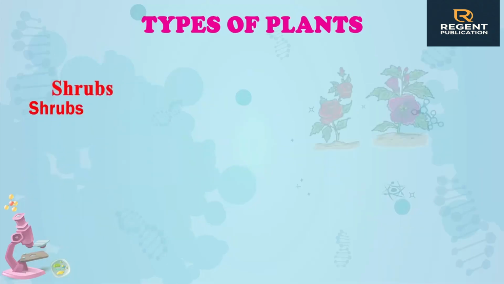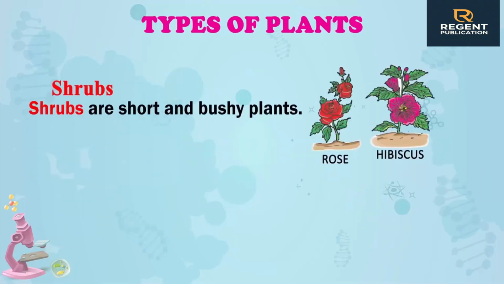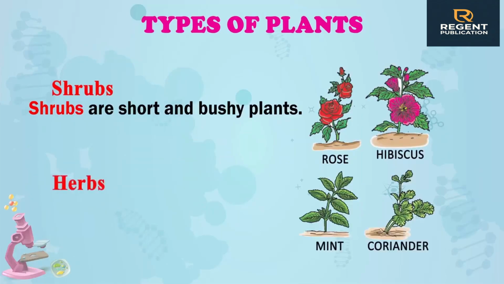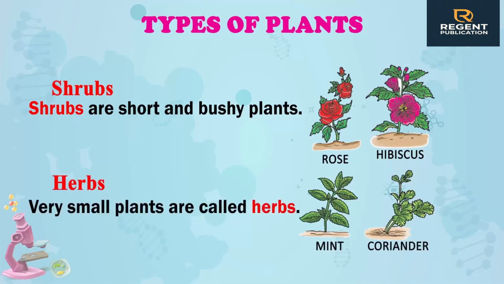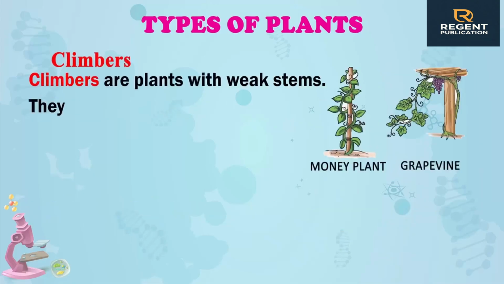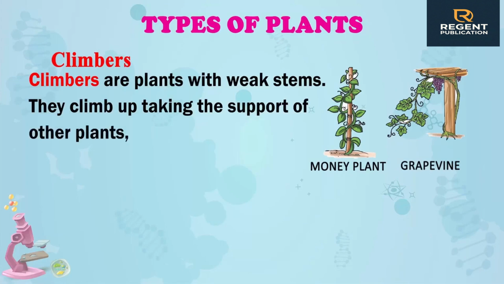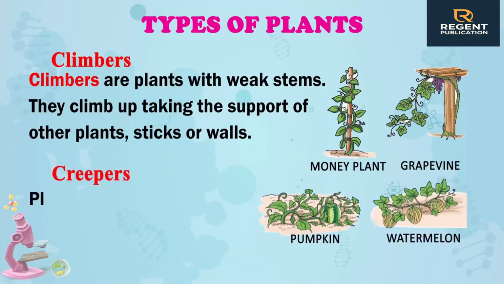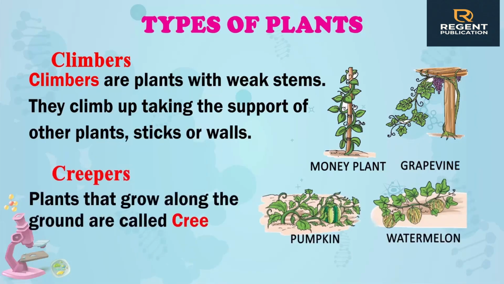Shrubs. Shrubs are short and bushy plants. Herbs. Very small plants are called herbs. Climbers. Climbers are plants with weak stems. They climb up, taking the support of other plants, sticks, or walls. Creepers. Plants that grow along the ground are called creepers.